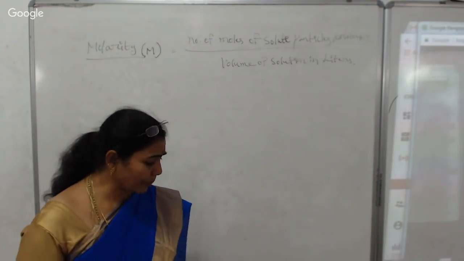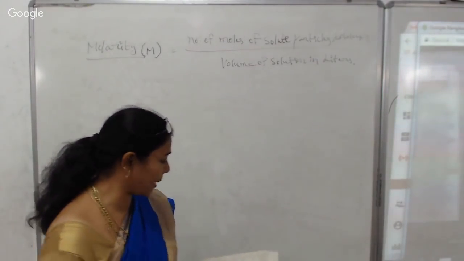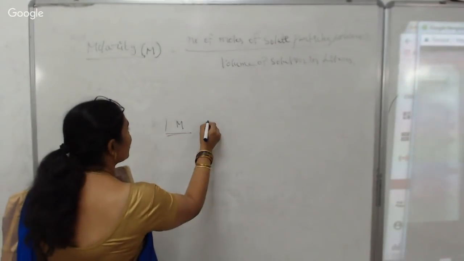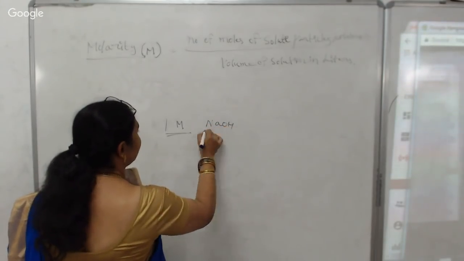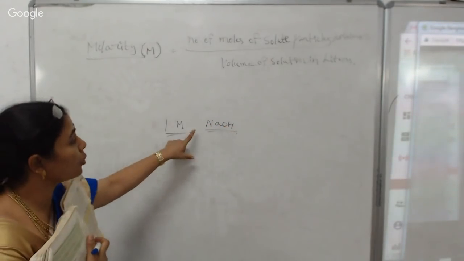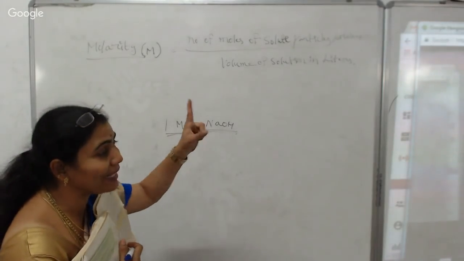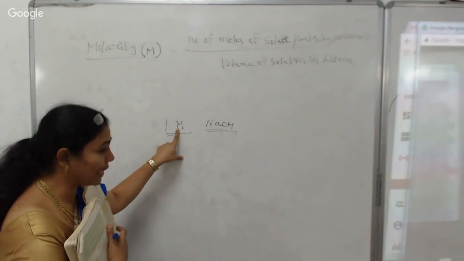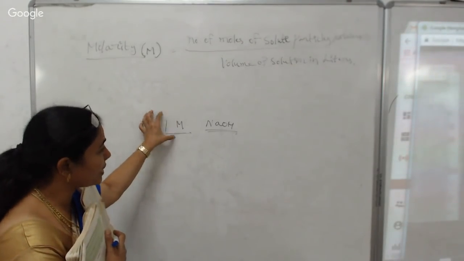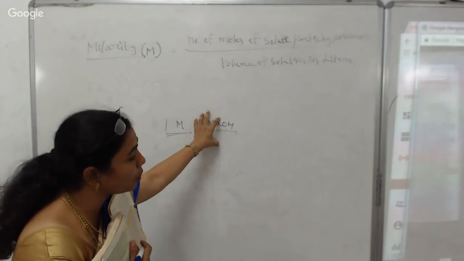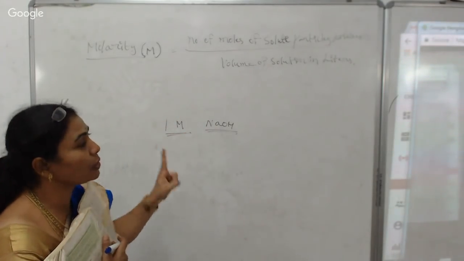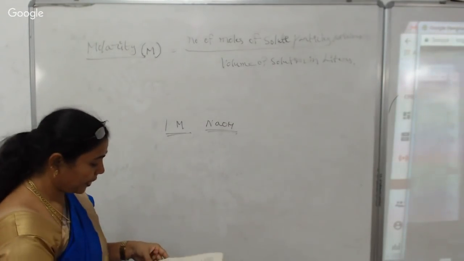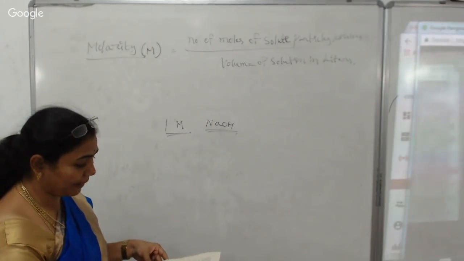Suppose we have a 1 M solution of sodium hydroxide. It means 1 mole of sodium hydroxide is dissolved in 1 liter of solution. Whatever the compound is, 1 M means 1 mole of that compound is dissolved in 1 liter of solution. Is it clear, children? Now, a related numerical problem is given here.